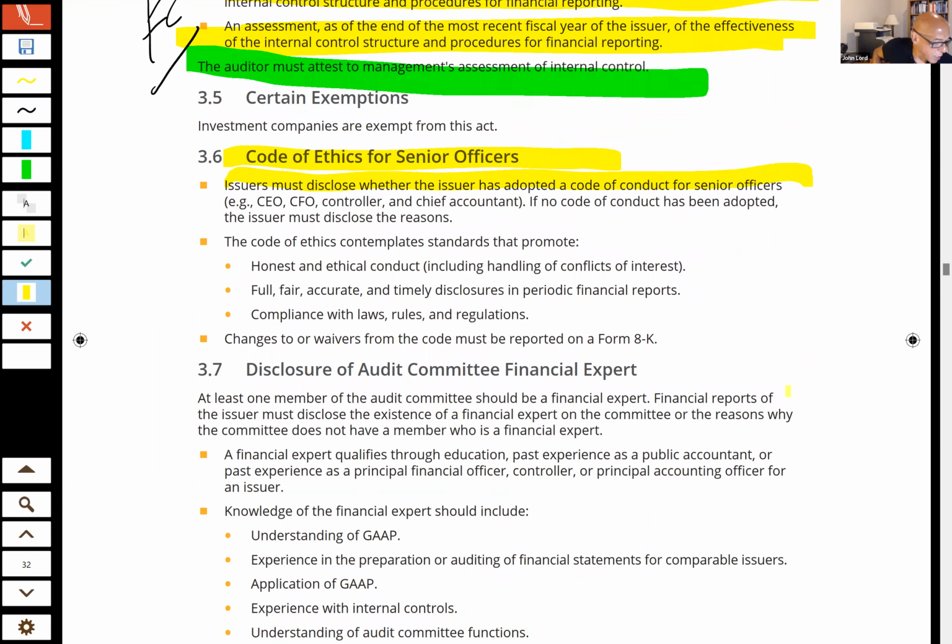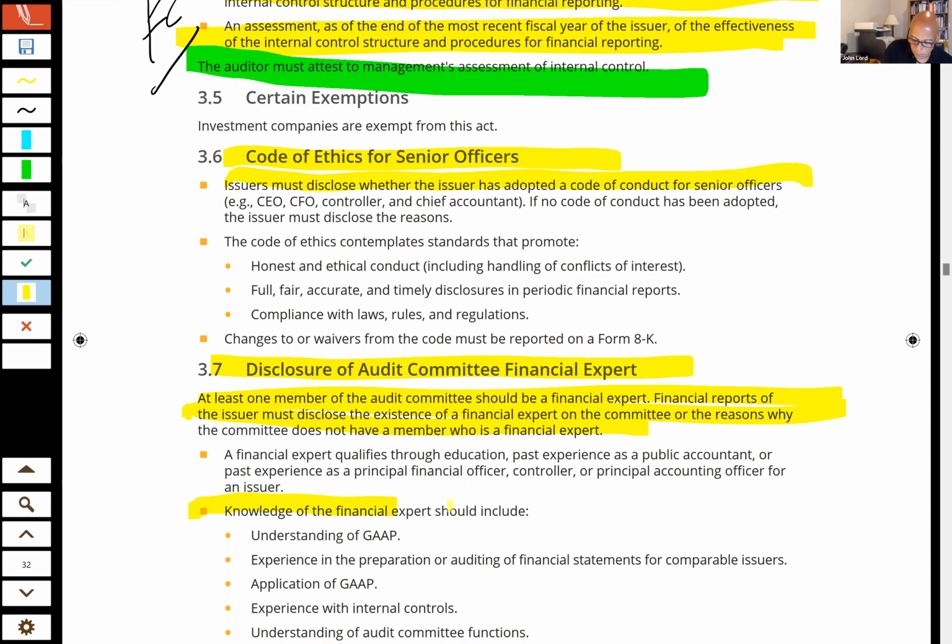Okay. Now you come over and you take a look at disclosure of audit committee financial expert. So at least one member of the audit committee must be a financial expert. That's you guys. State of California, there's going to be more opportunity for you to serve on a board of directors. What better way to demonstrate that you are a financial expert than that you pass the CPA exam, you are a CPA, right?